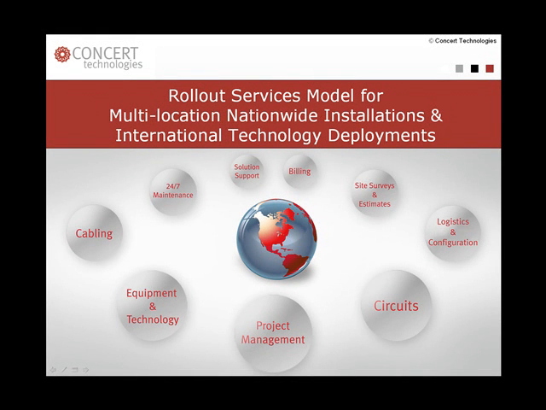Rollout Services Model for Multi-Location, Nationwide Installations, and International Technology Deployments. Presented by Concert Technologies.